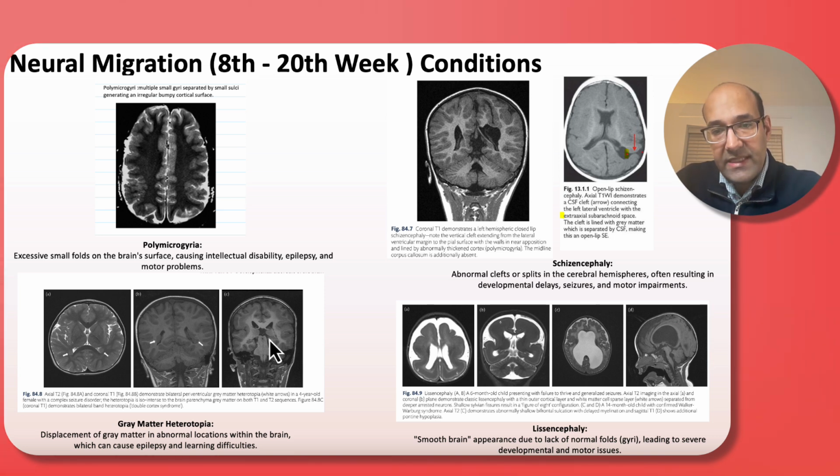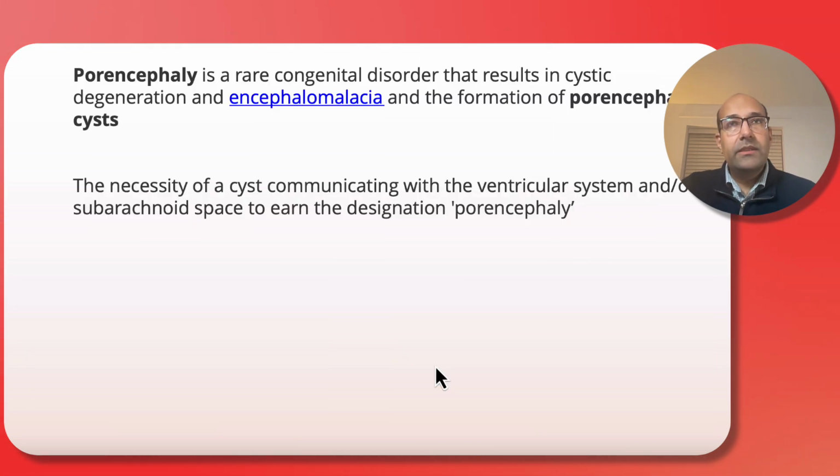The fourth one is lissencephaly, which in Latin is called smooth brain, where we have a lack of normal folds, gyri, leading to severe developmental and motor issues. As we can see, there are only 2 or 3 gyri. So there's another closed entity, but it can usually be differentiated from schizencephaly.